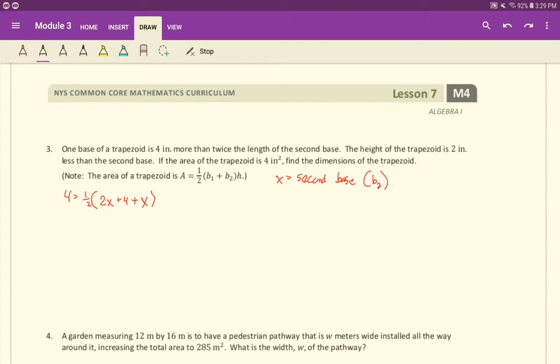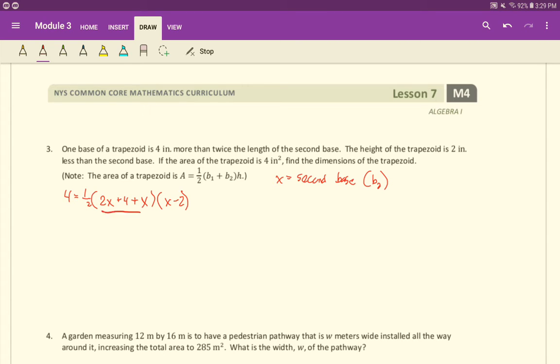And what is the height? The height of the trapezoid is 2 inches less than the second base. So if the second base is x, what's 2 inches less than the second base? Well, it will be x take away 2. 2 inches less. All right? And now we want to solve this equation here.